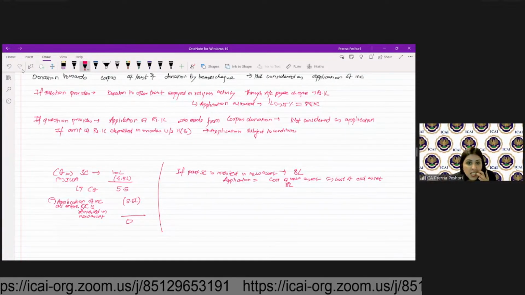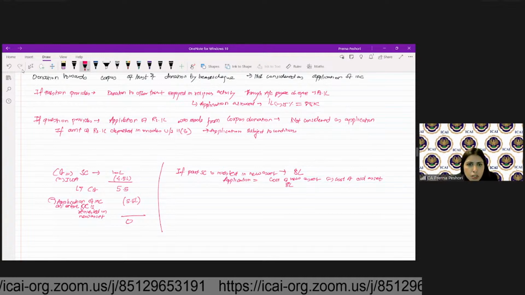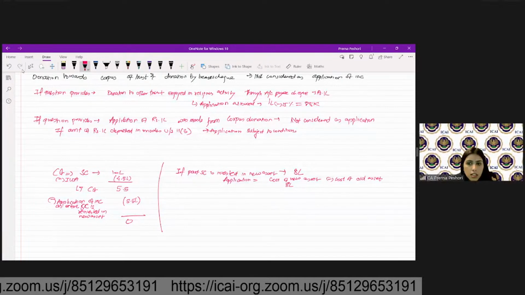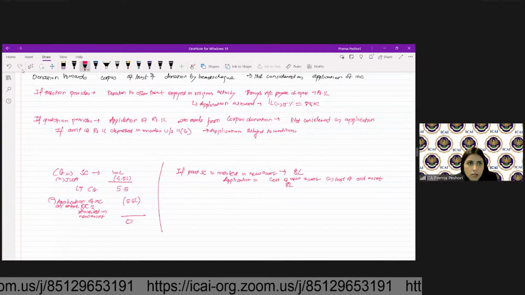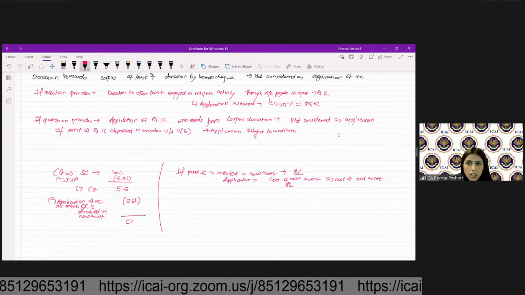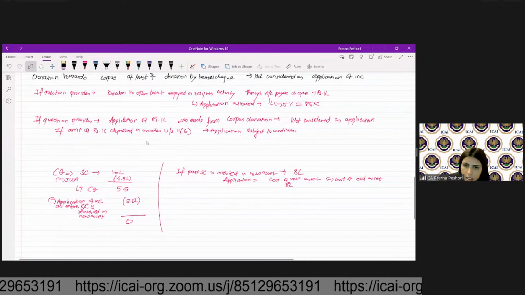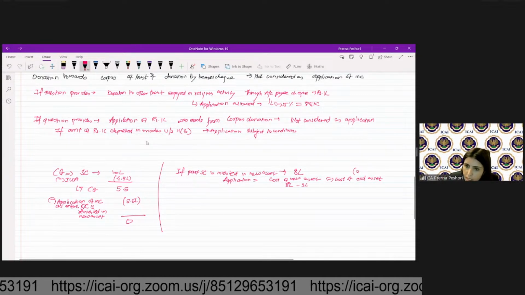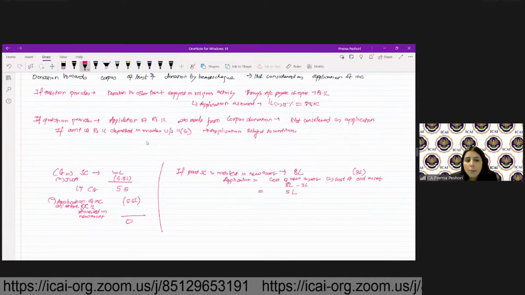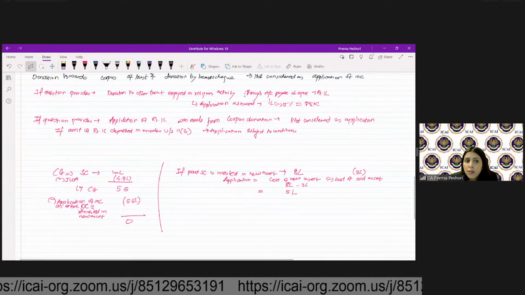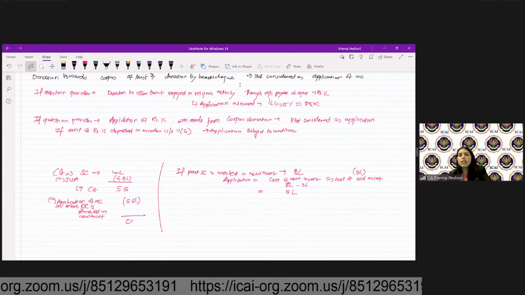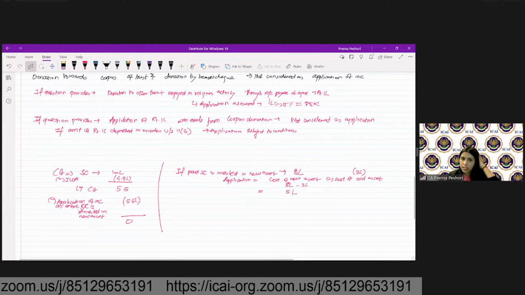What is my cost of old asset? Sorry, the building was purchased for what amount? The cost is not given. Let's assume the cost is 3 lakh. So here, not the index cost, but the cost. Let's say 3 lakh. So there it will be 5 lakh as my application. 5 lakh will be considered as my application. Are we clear? Yes or no? Any questions? Any doubt?